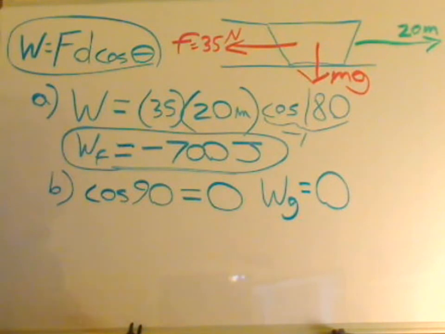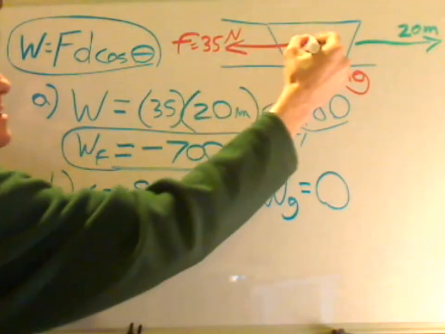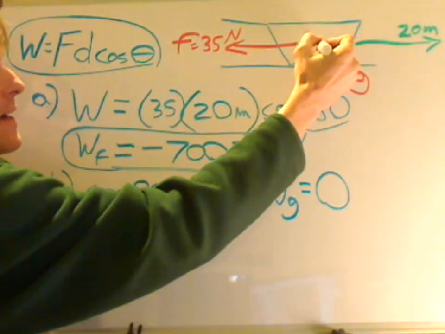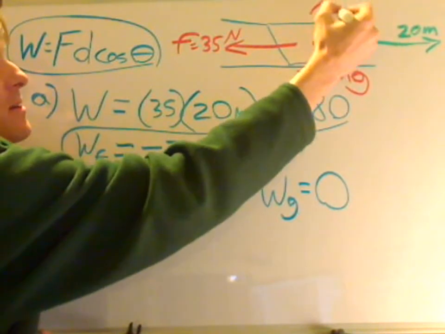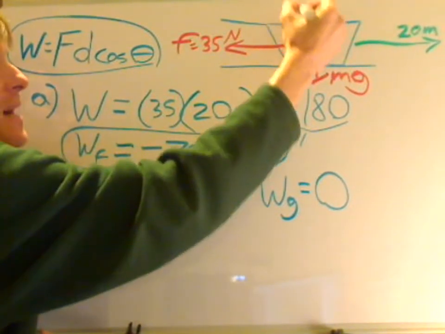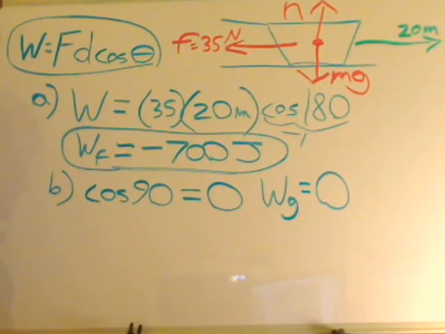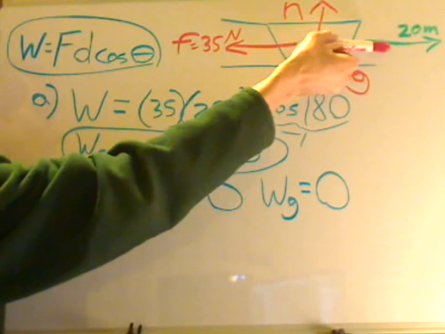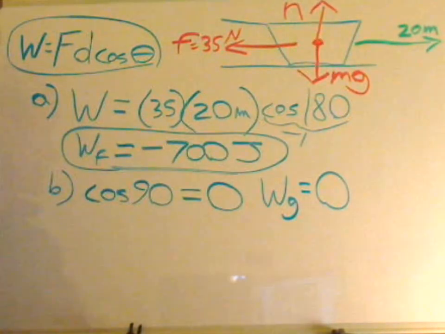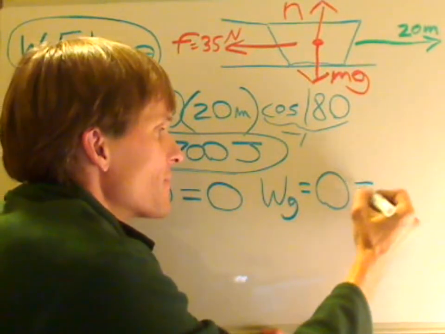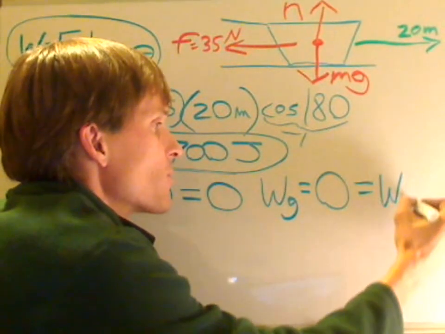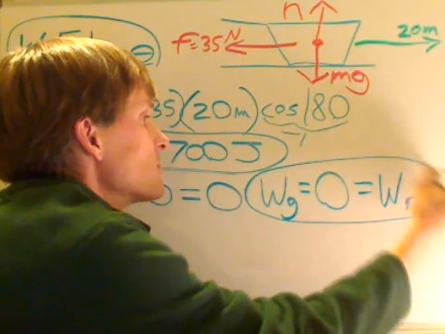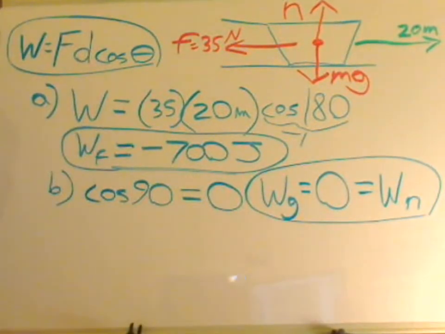Now, we could do the same thing for the normal force acting on the cart. So gravity pushes down, the floor pushes back up on the cart with the normal force. Since the normal force is also perpendicular to displacement, that's a 90-degree angle, we have cosine of 90, that's 0. So this is also the work done by the normal force. So those do no work.